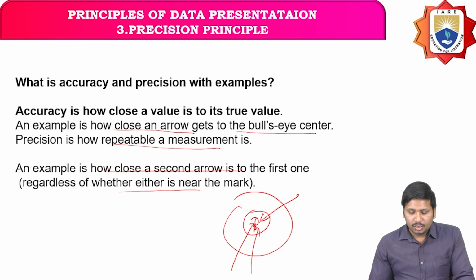And what are the precision examples? Just now I said accuracy is how close a value is to the true value, for example how close an arrow gets to the bull's eye at the center. That is accuracy. Precision is how many times the experiment is repeated and you get the same value.